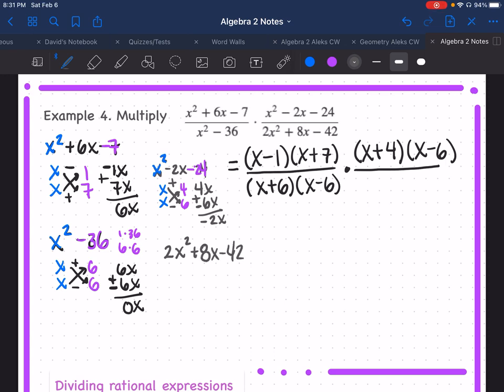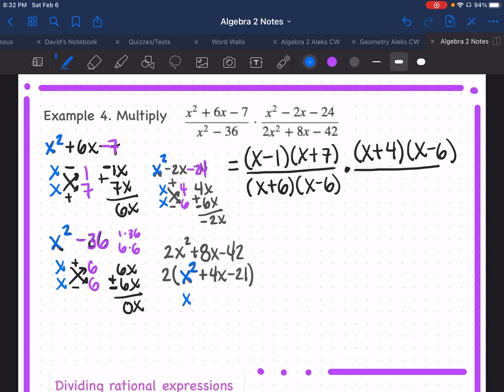Now, what I'm noticing as I'm writing down this last one is that every term in my polynomial is even. Since every term in my polynomial is even, I'm going to go ahead and factor out a 2 as a greatest common factor. So that would give me x squared plus 4x minus 21. 42 divided by 2 is 21. And now I can go ahead and factor this polynomial.